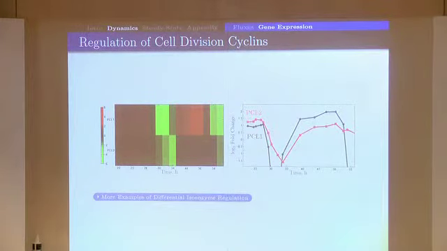And the same is true for cyclin 1, 2, and 3, which are the cyclins for CDC28, which is the main cyclin-dependent kinase of the cell division cycle.